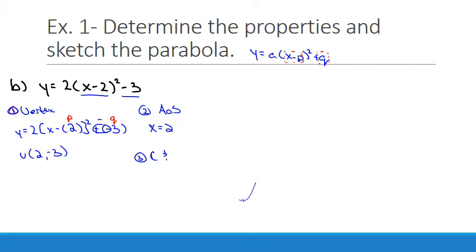It's concavity and width. Concavity and width, again, we need to know our a value. So our a value is a positive 2. Seeing it's positive, I know it is smiling. So with my vertex at the bottom, I know I have a minimum. The absolute value of 2 is positive 2, which is larger than 1, which means this is going to be a narrow parabola. So it's going to be concave up, and it's going to be narrow.